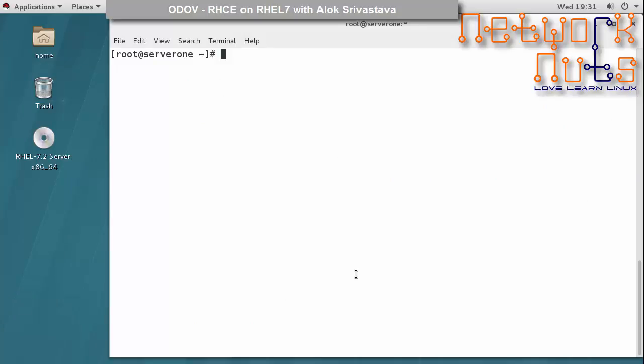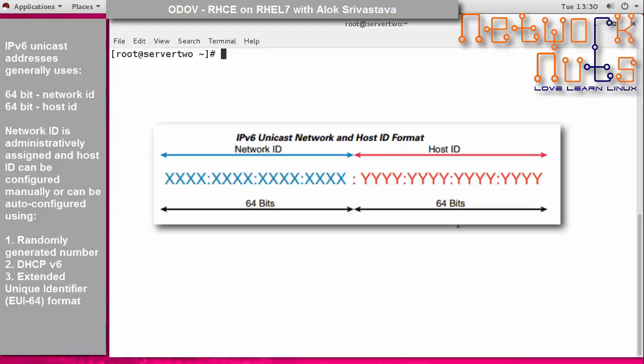assigning our machines an IPv6 address. So let's do that. The next job is to assign the IPv6 addresses. Before we jump into assigning the IPs, we need to understand, as with IPv4, how the network IDs and the host IDs are identified in IPv6. So let's understand IPv6 network and host IDs of the unicast addresses, IPv6 unicast addresses.